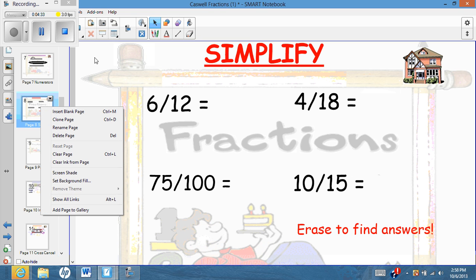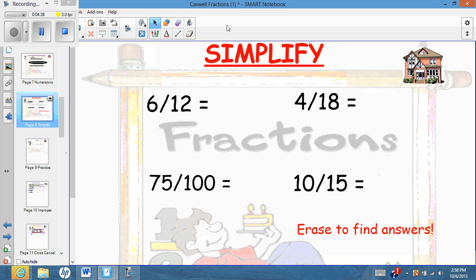Okay, so I want you to go ahead and simplify these fractions. Press pause, and then you can come back and find the answer to each question.